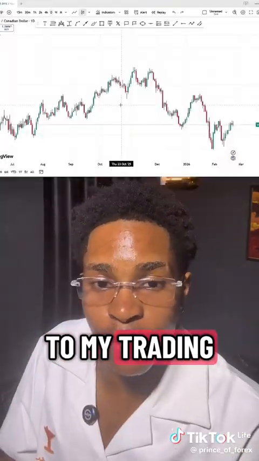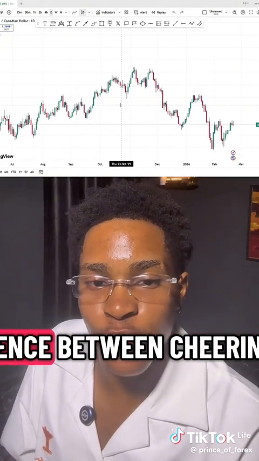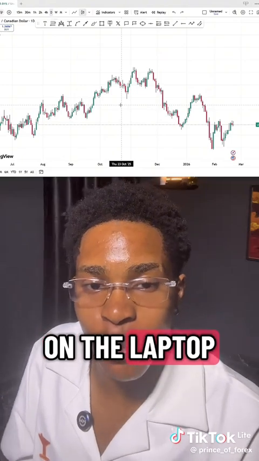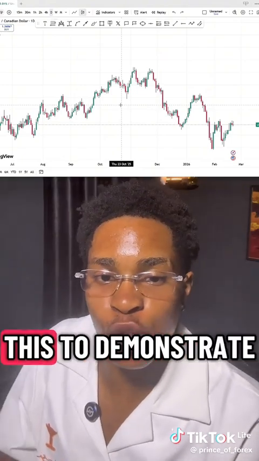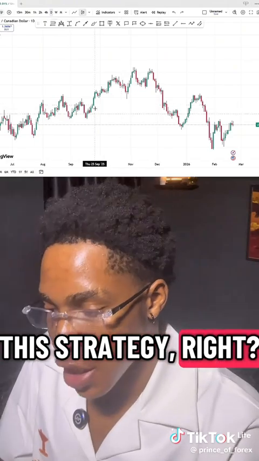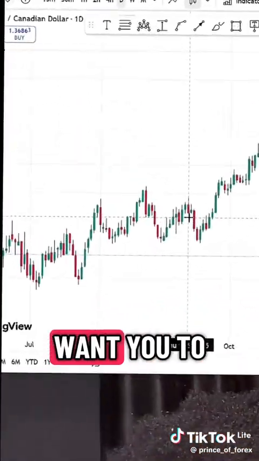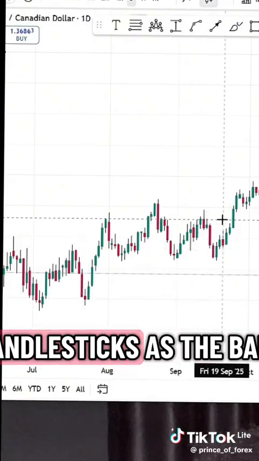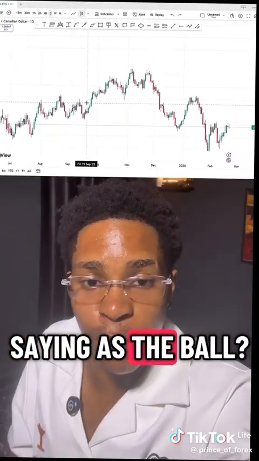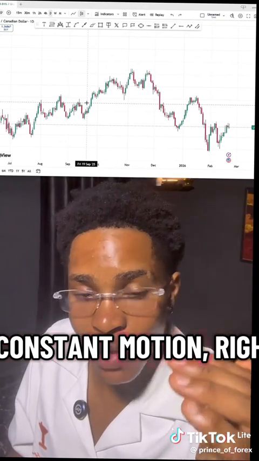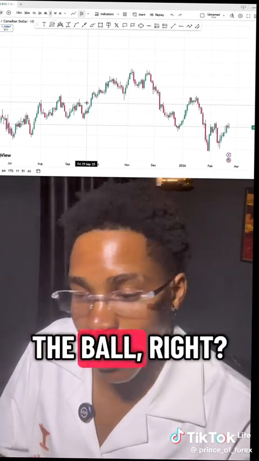I've switched over to my TradingView app right now, and there is no difference between TradingView on the laptop and TradingView on the phone. I'm just doing this to demonstrate this strategy. So first things first, I want you to look at these green and red candlesticks as the ball. Why am I saying the ball? Because they're in constant motion. So that's why I'm calling it the ball.